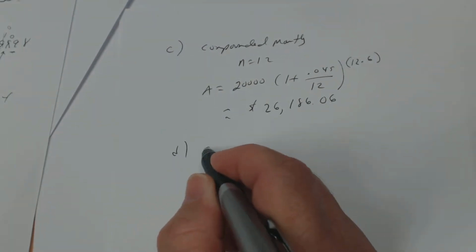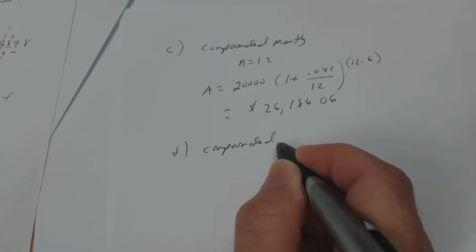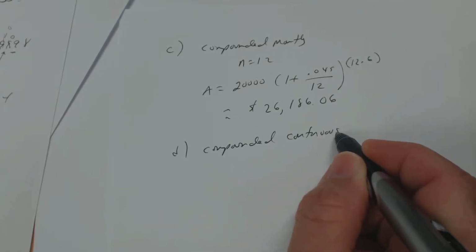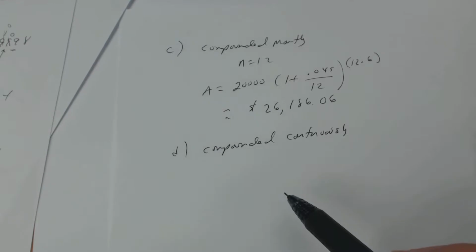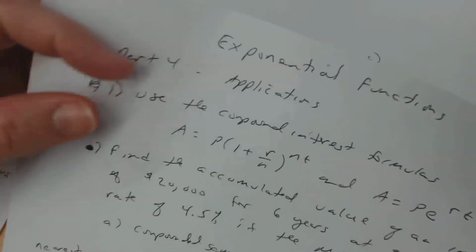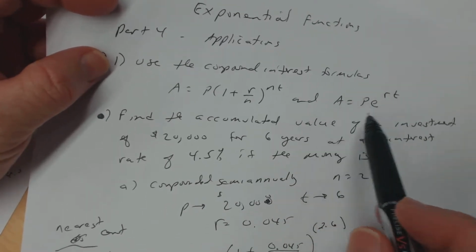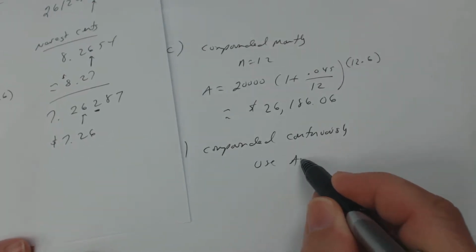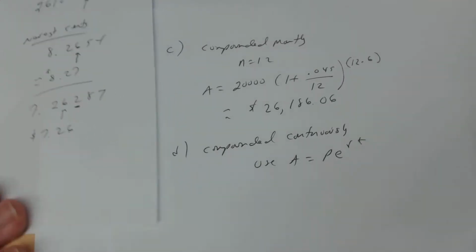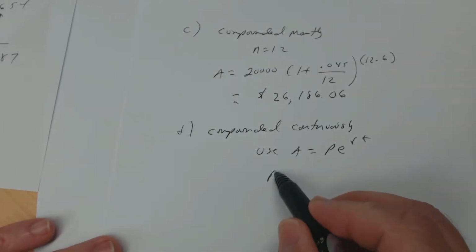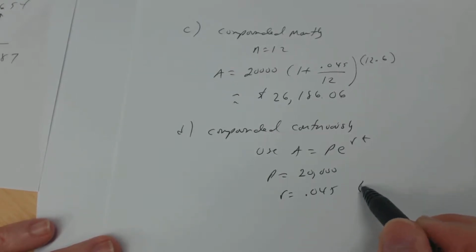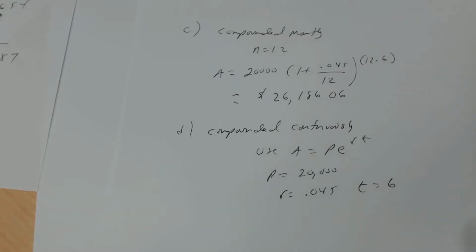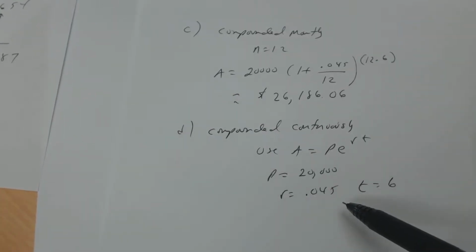So let's talk about now compounded continuously. Continuously is an infinite number of times. So since I'm looking at compounding continuously, I'm going to have to use this formula: A equals P times e to the RT power. So I must use A equals P times e to the RT. The principal is still the same, so P is still 20,000, R is still 0.045, and T is still 6. The only thing you don't see is that n.